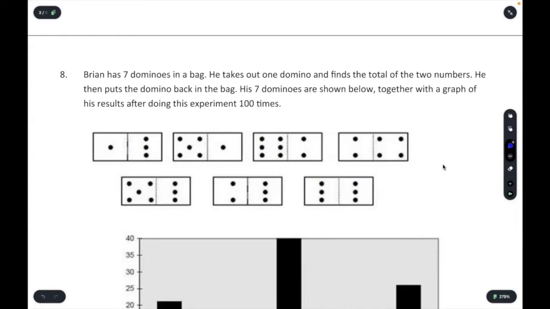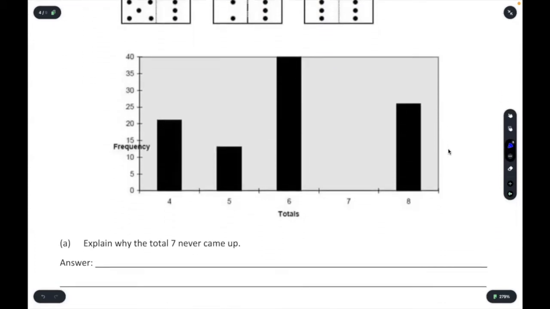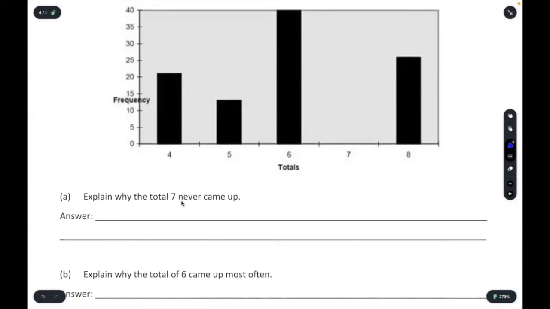So what he does is he does this 100 times and he records this in a graph where the frequency, this vertical y-axis that we've got here, is showing us how many times each total was counted. So the total of 4 came up somewhere between 20 and 25 times. The total of 6 on a domino came up the most, as we can see. A total of 7 never came up though. So the next question asks us, explain why the total of 7 never came up.